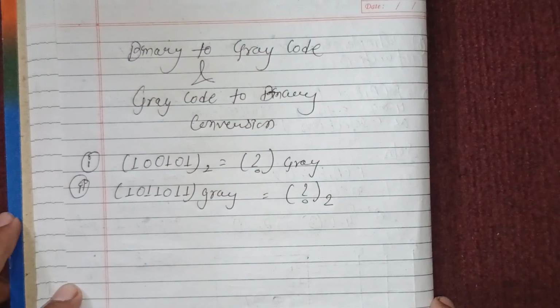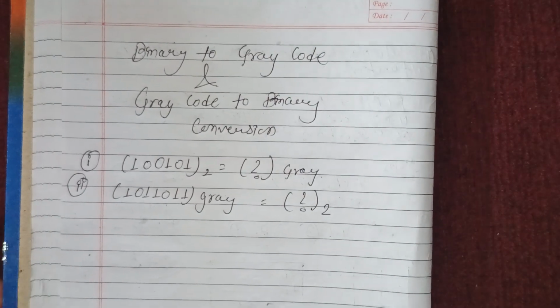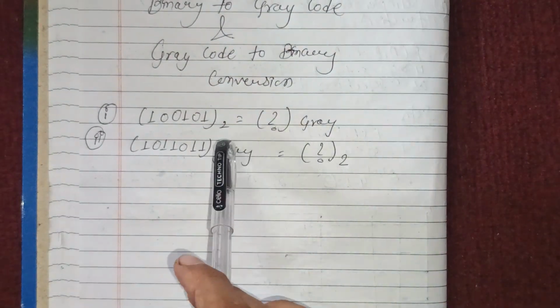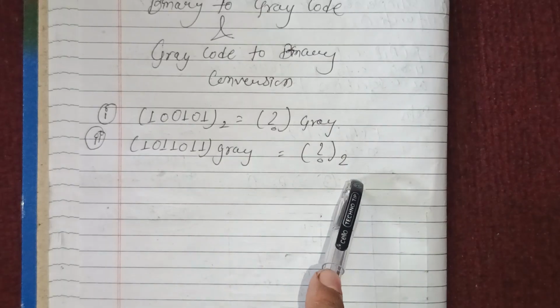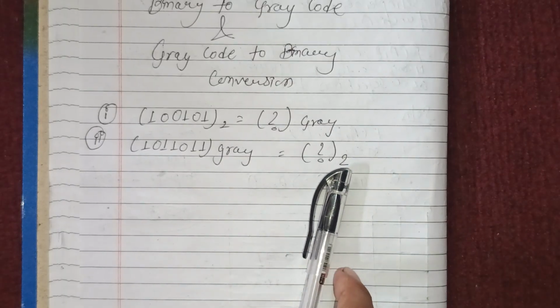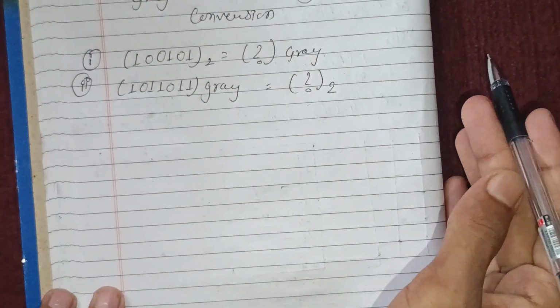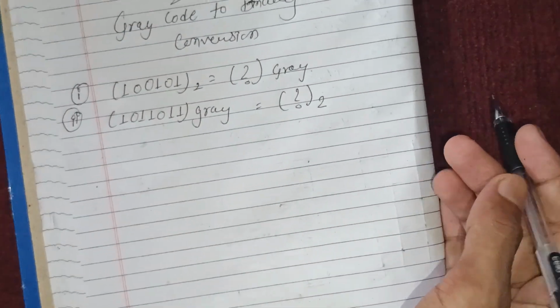Hello future engineers. In this video we are going to solve the problem of binary to gray code and gray to binary conversion. So how to solve this type of question? Let's see. I take two questions which include binary to gray and gray to binary conversion. Let's solve the first one, binary to gray conversion. Before that I will explain some rules of conversion.